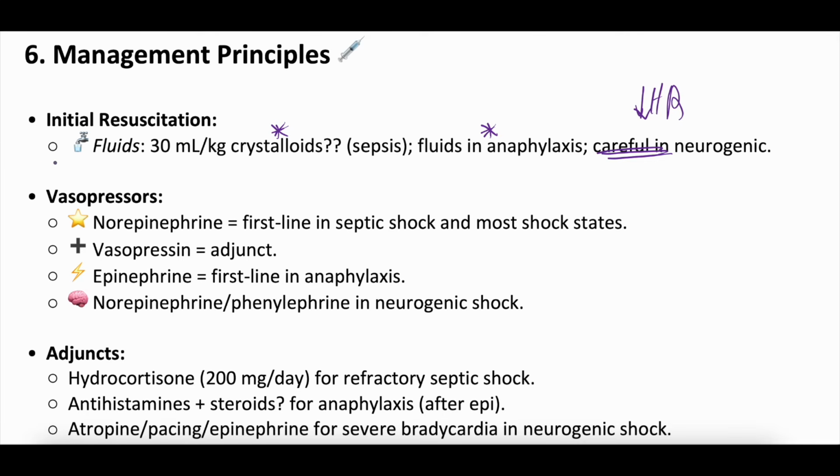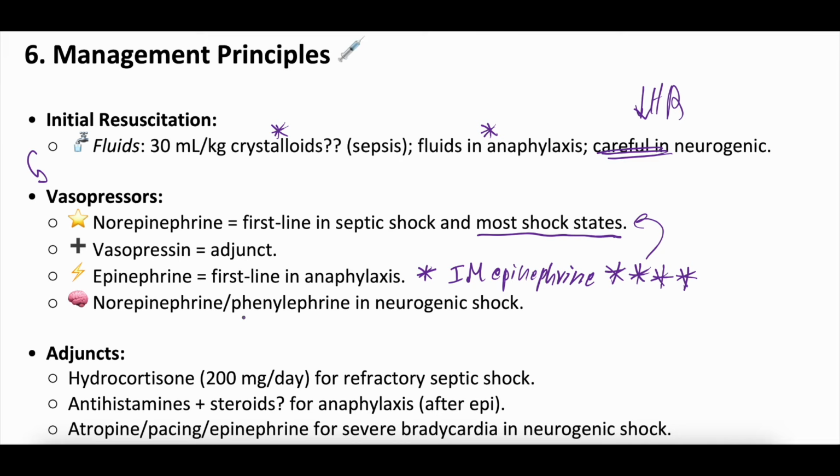After that, though, vasopressors are commonly needed. And norepinephrine is first line in septic shock and honestly most shock states, with the one caveat being, remember, in anaphylaxis you need that IM epinephrine. If that doesn't work, times two, sometimes you even need to put them on an epinephrine drip. So epinephrine is the vasopressor you want in anaphylaxis. In septic shock, though, norepinephrine is first line. Vasopressin is an adjunct vasopressor. We've talked about all these vasopressors in previous episodes, so definitely check those out.